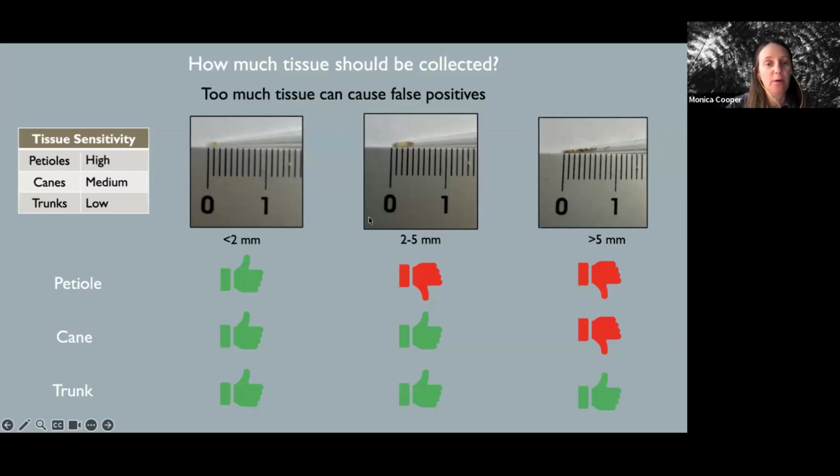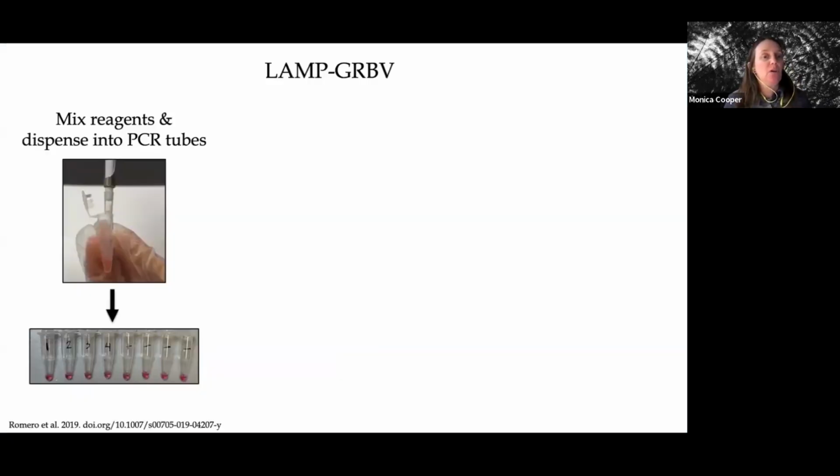Whereas the canes are a little bit more forgiving. So you can do less than 2 millimeters up to 5 millimeters and get really reliable results. Once you get more than 5 millimeters, you're going to start getting unreliable results with the canes. And the trunks are the most forgiving tissue. In addition to the fact that you can test from trunks year round, they're also favorable because they are forgiving in this way, and you don't get a lot of false positives from having too much tissue in your pipette tip.